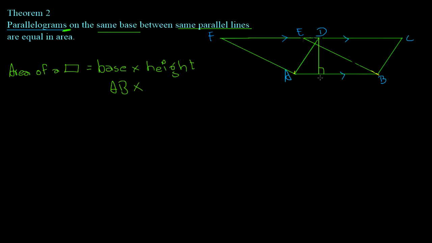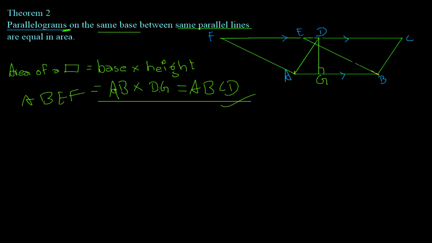DG. Okay, so height we have DG. So area of parallelogram. So if this is AB, right? If this is a parallelogram ABCD, then this is correct. And if the parallelogram is ABEF, then this is also correct. We have the same base and we have the same height DZ. So we can prove that the area of parallelogram ABEF is equal to the area of parallelogram ABCD.